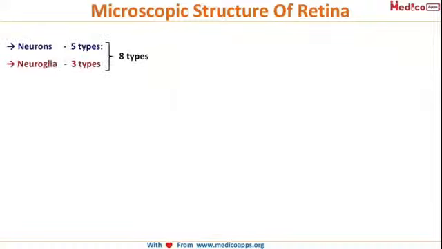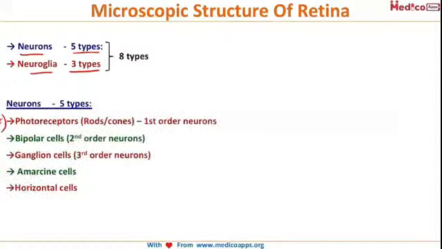Let's get into some complicated details of the retina. It in total has 8 types of cells in it. Five types are neurons and 3 types are the accessory cells, that are our neuroglia. Now let's look at the 5 types of neurons. These are the photoreceptors, that is the rods and cones, the bipolar cells, the ganglion cells, the amacrine cells, and the horizontal cells. These are the 5 types of neurons present in the retina.